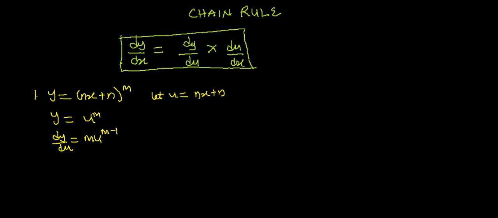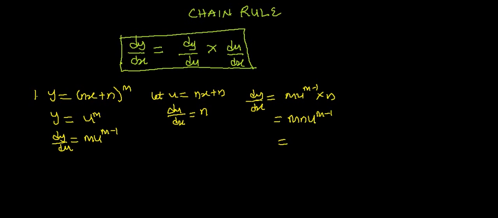Now we also take the derivative of u with respect to x. That means du/dx will be equal to n in this case. So we are going to multiply du/dx and dy/du together, as is the case in our formula. Then dy/dx is going to be equal to dy/du, which is m u raised to m minus 1, times du/dx, which is n. So this is equal to mn u raised to m minus 1. Now we substitute back our value of u, which is nx + n. That means mn times (nx + n) all raised to m minus 1.